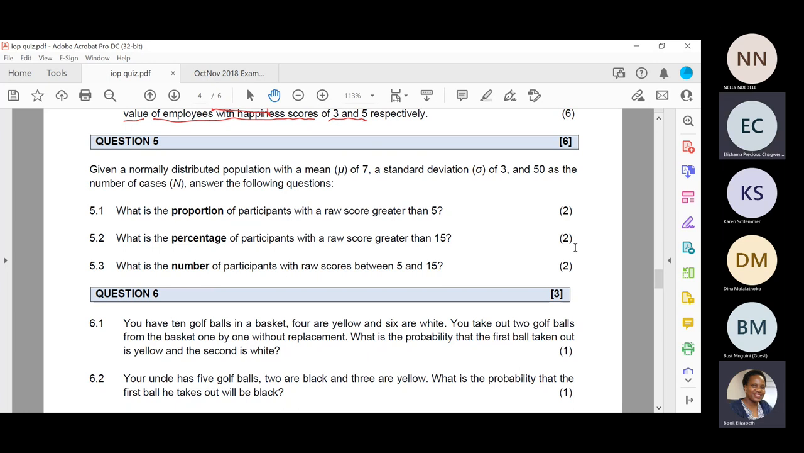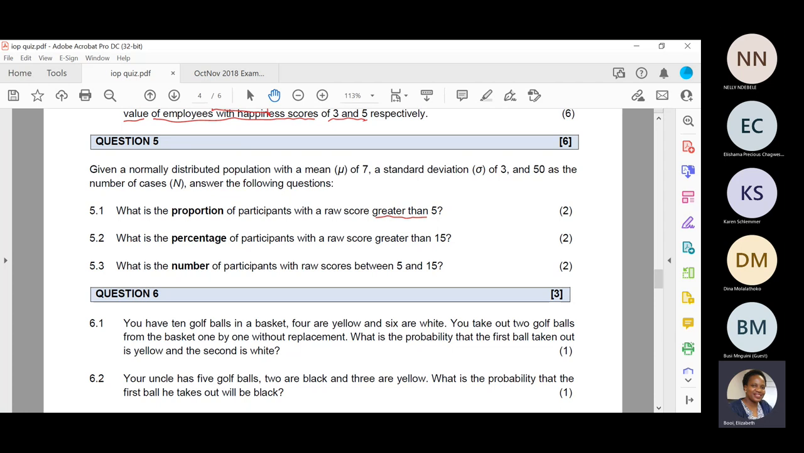Okay, so we left on question four. So now we are on question five, so we can continue. Question five is normal distribution. It says, given a normally distributed population with the mean of 7 and the standard deviation of 3 and 50 as the number of cases, answer the following questions. What is the proportion of participants with a raw score of greater than 5? So it means bigger than.